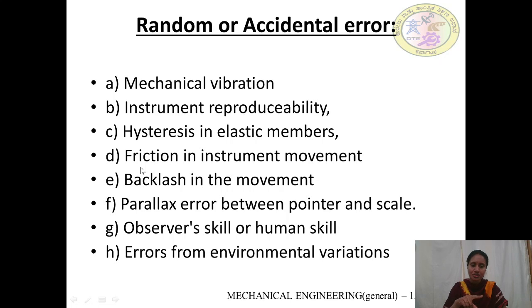So that is the backlash error, and that pointer backlash or pointer deflection is due to some gear arrangements. When there is a problem in the gear movements, there will be backlash errors. So next, coming to parallax error between pointer and scale.